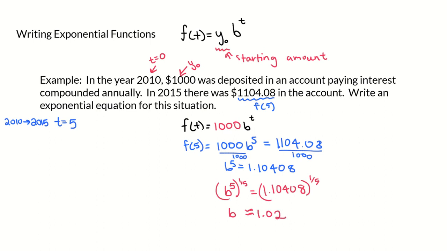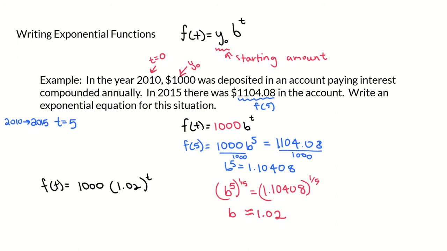So that means that our equation, f of t, for this situation is the starting amount 1,000 multiplied by b, which is 1.02, to the t. So this equation now could be used to calculate the amount in the account after 10 years or after 20 years. So if we wanted to find the amount in 2040, since that's 30 years past 2010, we'd plug in 30 for t.